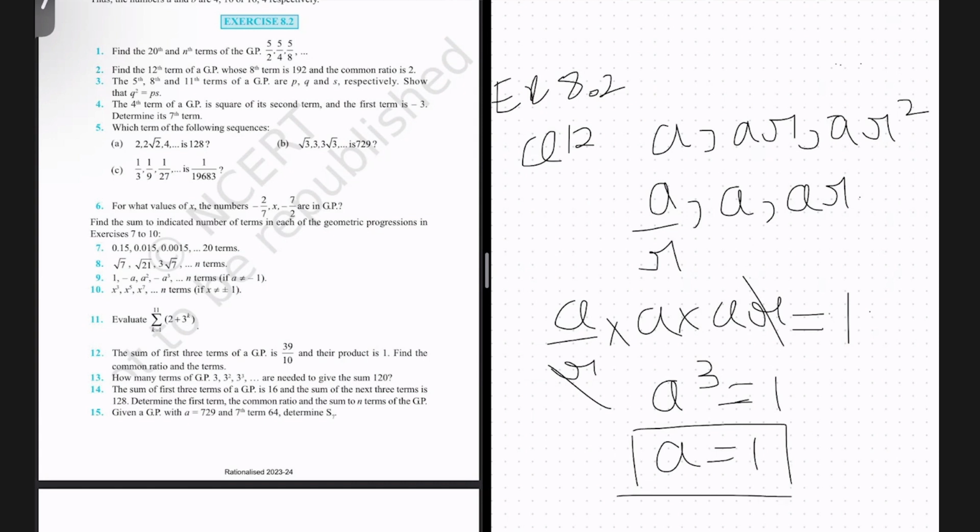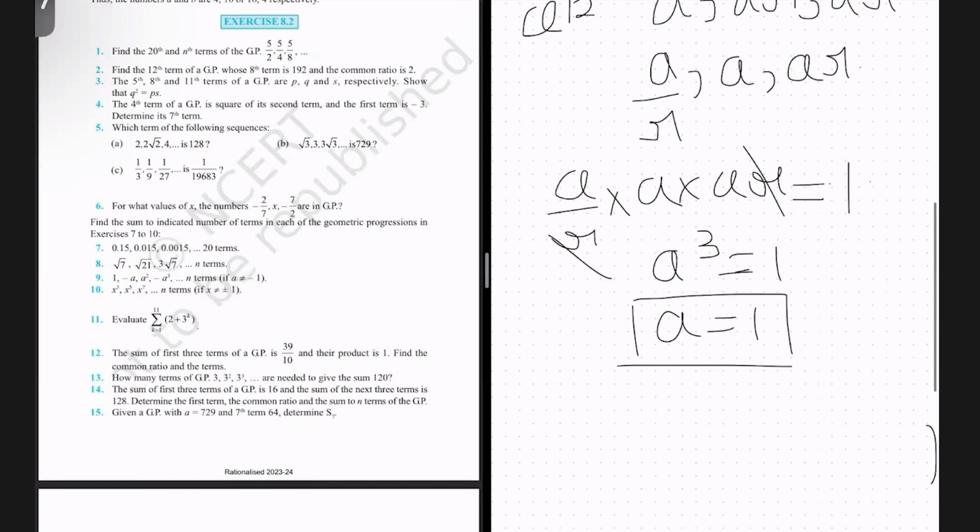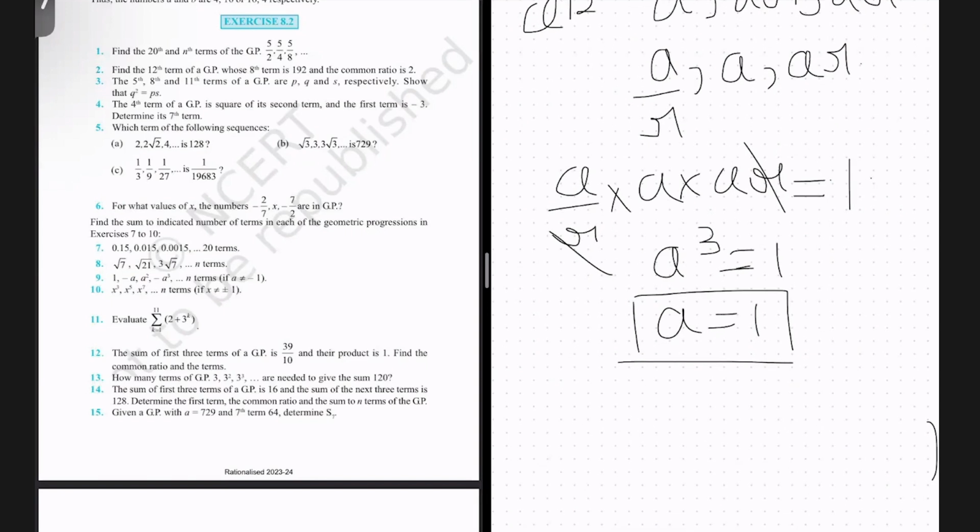So the first term of the GP, or the second term in this case, is going to be 1, right? Now I have been told that the first three terms add up to 39 by 10, right? So let us plug in the value A equals 1 in the first three terms, add them up and equate that to 39 by 10. So on the RHS, I would have 1 by R plus 1 plus R equals 39 by 10.